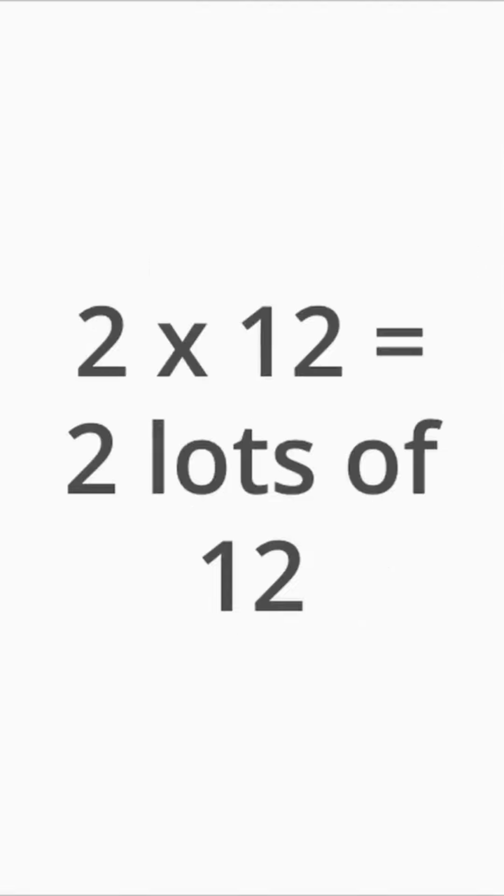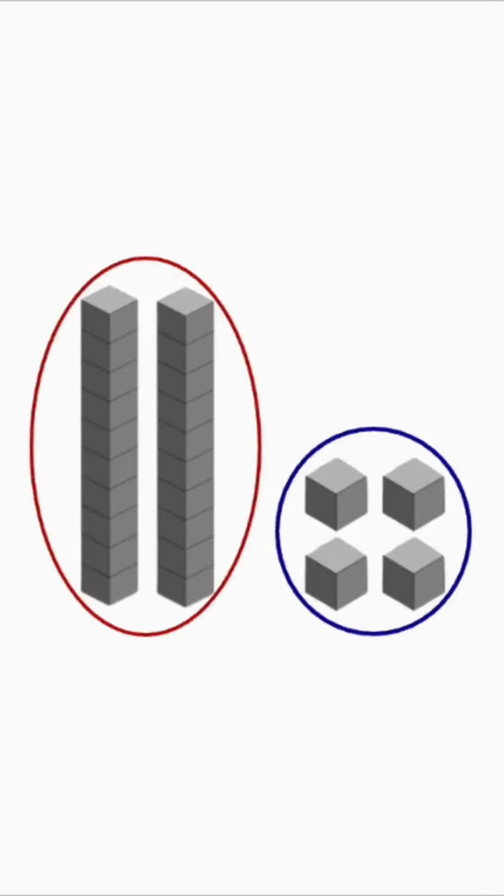You can do the same thing with numbers with more than one digit. 2 times 12 is the same as saying 2 lots of 12. We can see on the diagram that because you have 2 lots of 12, you have 2 lots of 10 and 2 lots of 2.